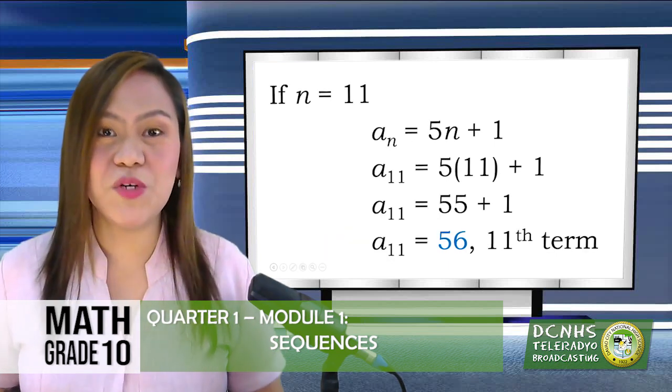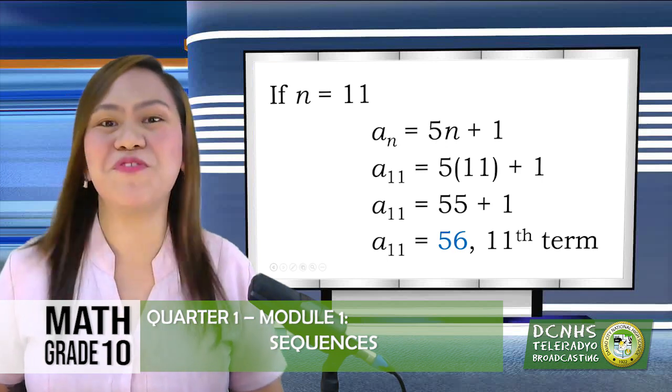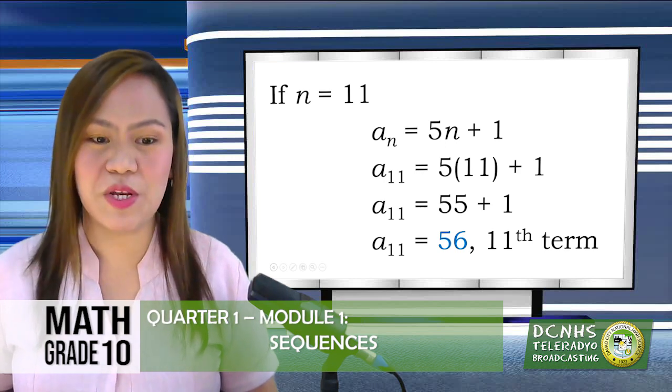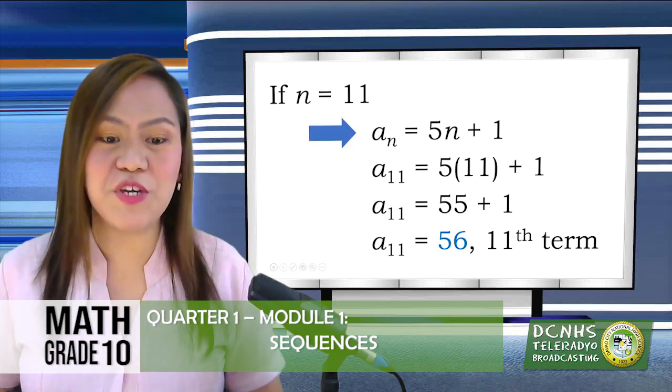If n is equal to 11, we write the given formula a sub n is equal to 5n plus 1. We substitute the value of n.